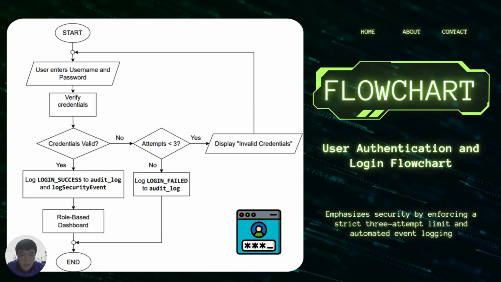The second flowchart is about user authentication and login. This one is mainly about the login and user authentication, maintaining an emphasis on security by enforcing a strict three-attempt limit and automated event login. The user first inserts the username and password, and then you verify the credentials. If the credentials are valid, you log in and directly go to the role-based dashboard. If not, you check if the attempt count is less than three. If yes, you show invalid credentials and prompt the user to enter the values again. If not, it shows that the login failed and directly ends the system.